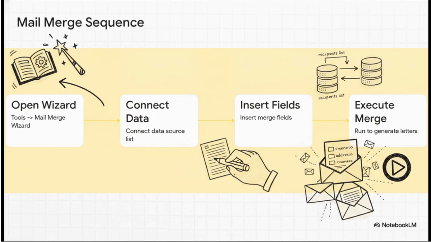Here's how it goes. Step 1. Navigate to the Tools menu and select Mail Merge Wizard. Step 2. Connect your data source list, which is essentially your list of recipients. Step 3. Carefully insert the specific merge fields directly into your letter body. And finally, Step 4. Execute the merge. It's like a giant puzzle, and we're simply telling the software where to pull the names from and exactly where to place them in the document.